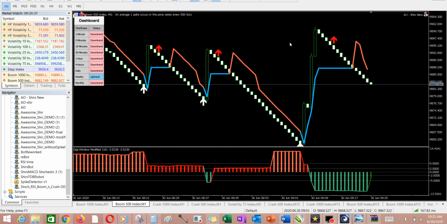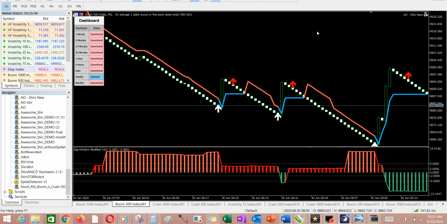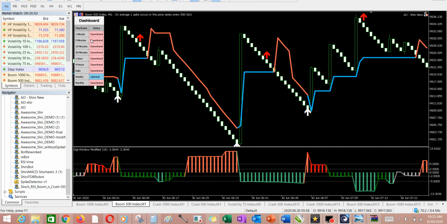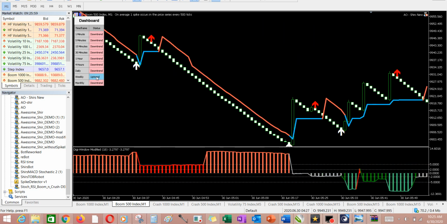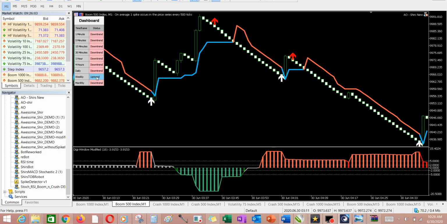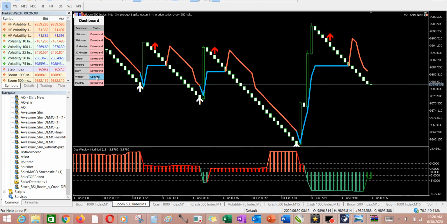So let's see. Presently, Boom 500 just finished an uptrend and is trying to go back to a downtrend. It's been more of a downtrend than an uptrend. You can see the dashboard, they are all down except in weekly. So it is more of a downtrend than an uptrend. So just do your analysis very well to know when to go into the market and when to exit the market. Check out the support and resistance levels.